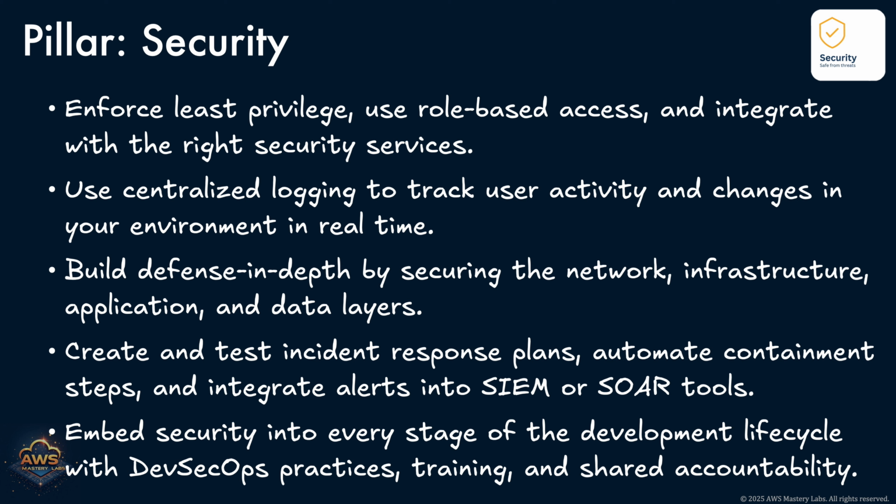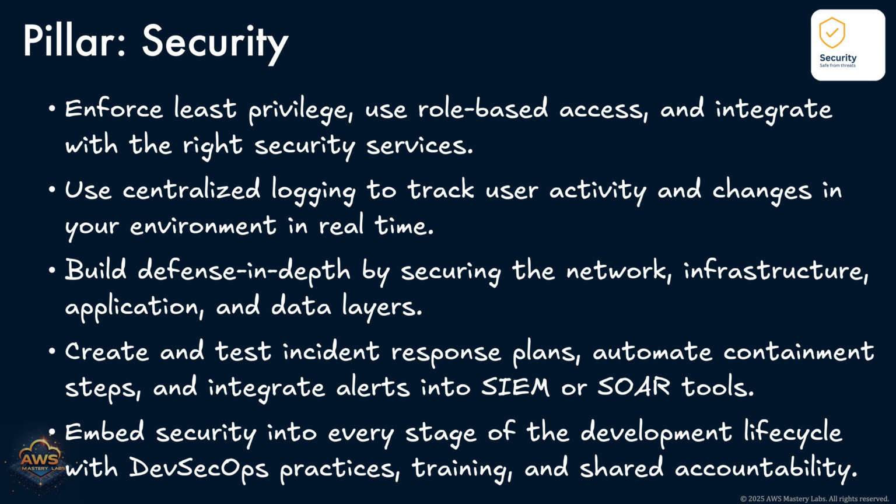AWS recommends a defense-in-depth strategy, applying security at every layer, from network controls like security groups and network ACLs to application firewalls, DDoS protection with AWS Shield, and content filtering with AWS WAF. Every layer of your stack should contribute to your security posture. Automation is a key theme in cloud security. Use AWS Config rules, AWS Security Hub, and Lambda functions to detect, alert, and even remediate security misconfigurations automatically.